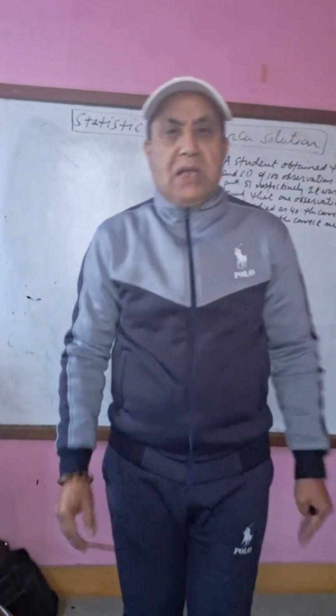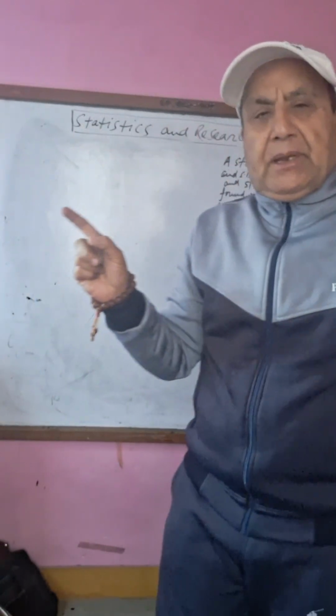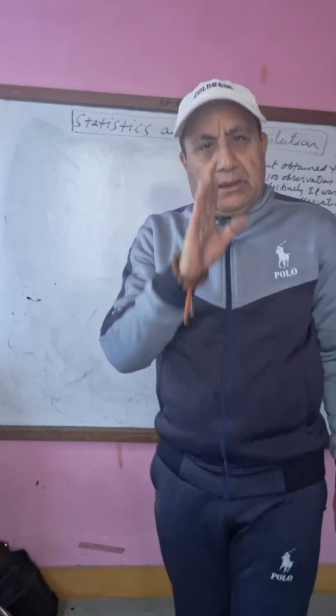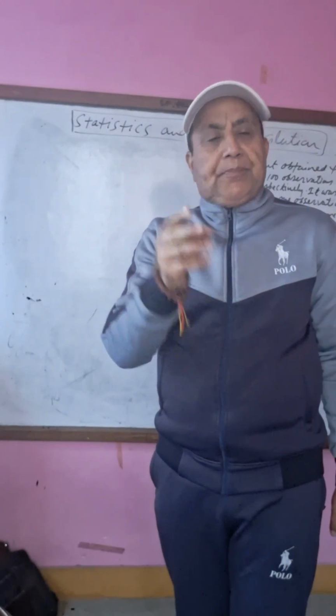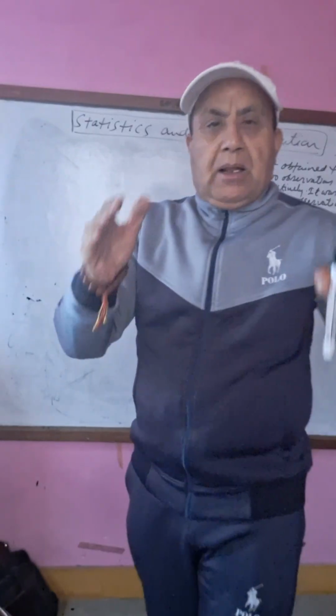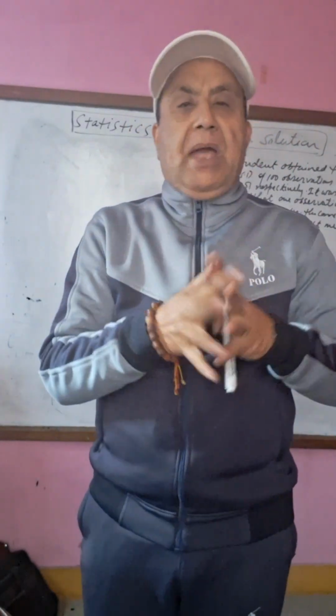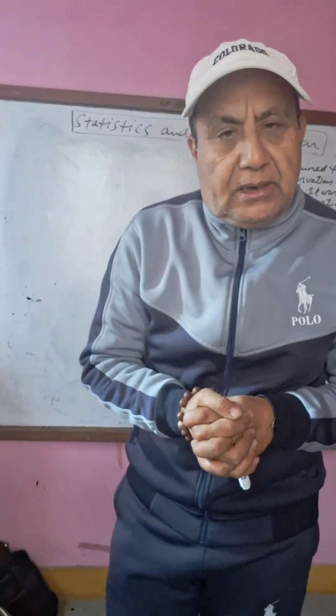Hello guys, once again I am in front of you to solve a statistics problem based on measures of central tendency and measures of dispersion. This problem is different from the others. In this problem, we make corrections on the given value of mean and standard deviation.